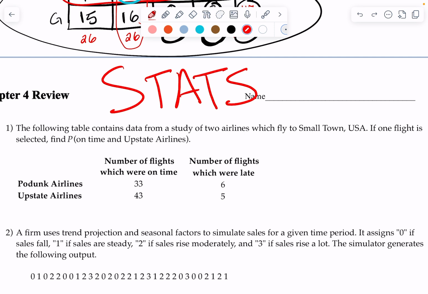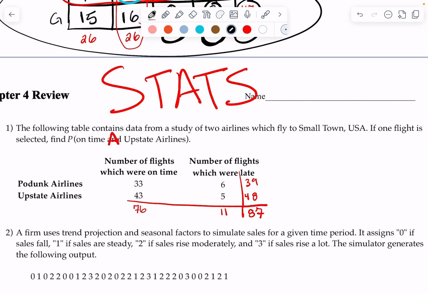The following table contains data from a study of 2 airlines which fly to small town USA. If one flight is selected, find P of on time and Upstate Airlines. Okay. So on time and Upstate Airlines. I'm going to do some adding here. So these guys added together is 76. These guys is 11, making a total of 87. That is 39, and that is 48, which makes 87. Yes, okay.